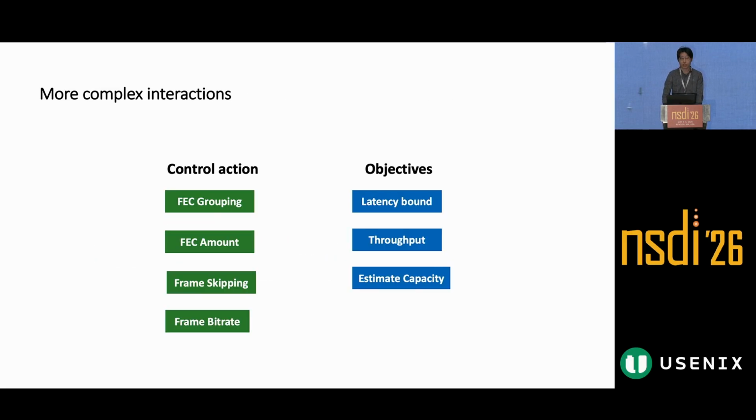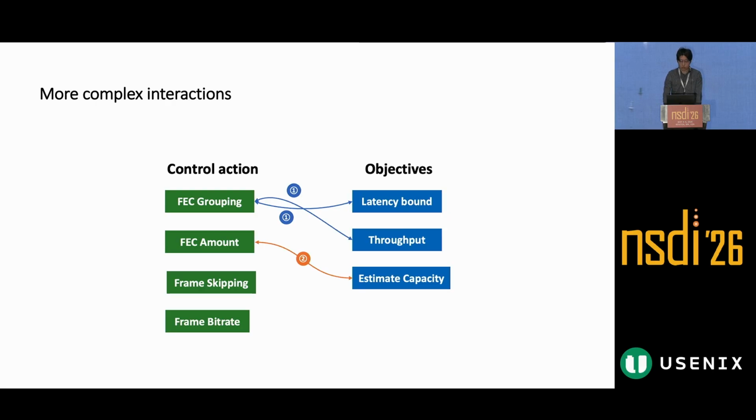Actually, there are many other interactions between the control actions and the objectives. For instance, FEC grouping creates a trade-off between latency and throughput. If you add FEC per frame, each frame can be decoded very quickly when there's a loss, so it is less likely to miss the deadline. But if you group FEC across several frames, you will get a higher throughput at the risk of missing deadlines.